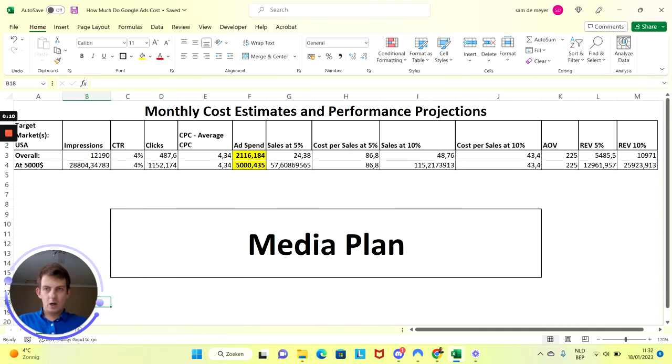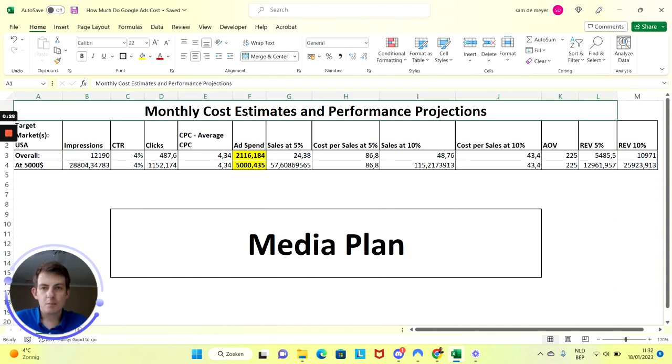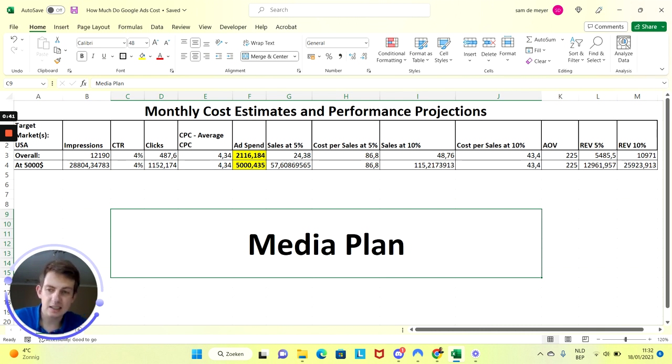So basically it is about how much Google Ads cost in a predictable way, to know how much it's going to cost you to run Google Ads, and preferably with profit. So you want to have your monthly cost estimates and performance projections. I call this the media plan, because we're going to predict how much you're going to spend on Google Ads. Now this is an indication. It's not always completely 100% accurate, but it's a good indication.